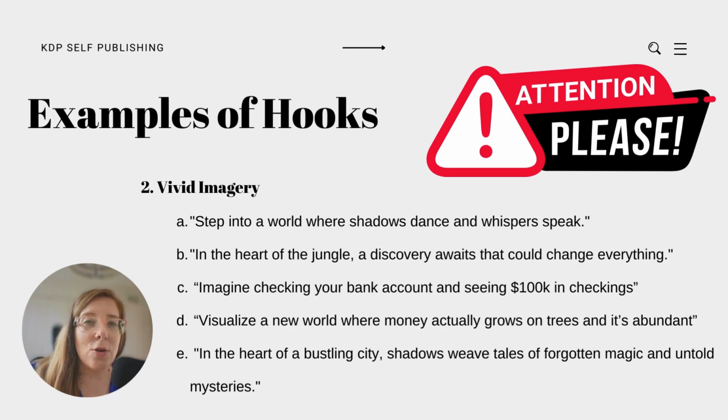All right, so another way to create a hook is through vivid imagery. Here's an example. Step into a world where shadows dance and whispers speak. In the heart of the jungle, a discovery awaits that could change everything. Imagine checking your bank account and seeing $100,000 in checking. Visualize a new world where money actually grows on trees and it's abundant. In the heart of a bustling city, shadows weave tales of forgotten magic and untold mysteries.